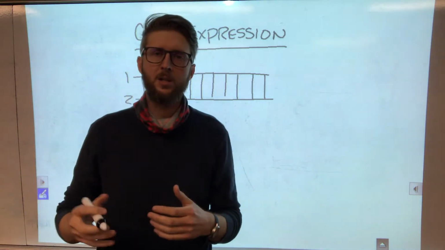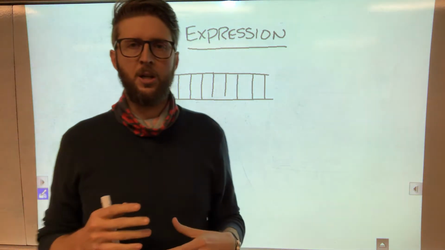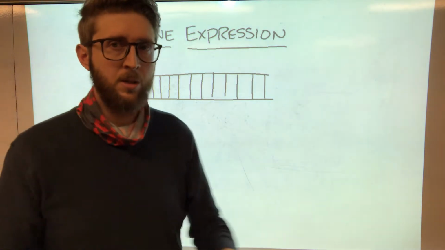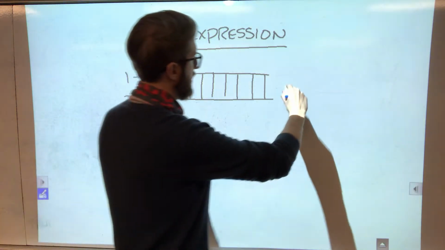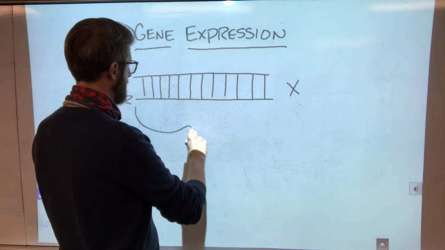Your DNA inside your cells is not one long continuous strand. It's actually broken up into chunks that are called chromosomes. Okay, so you have 46 chromosomes in each cell. So let's say that this is actually one whole chromosome.